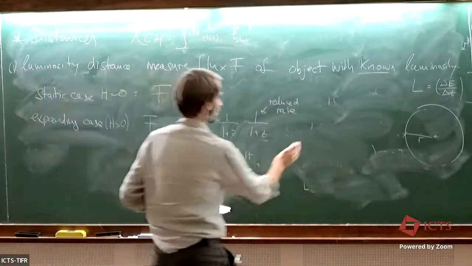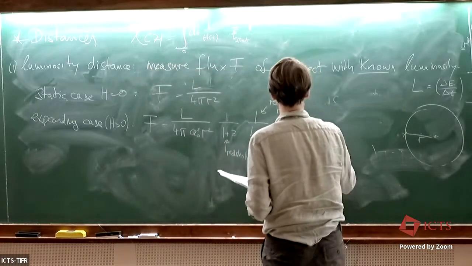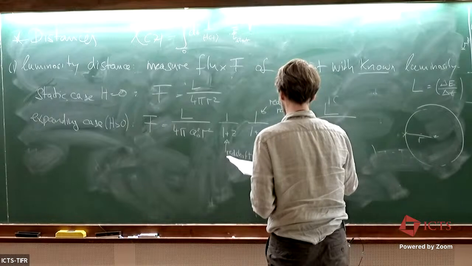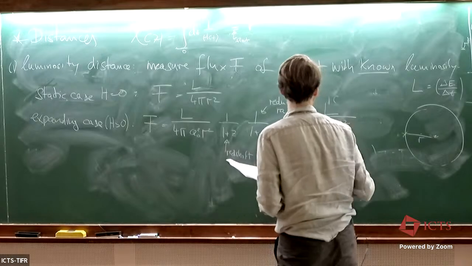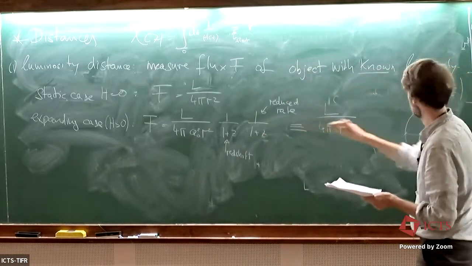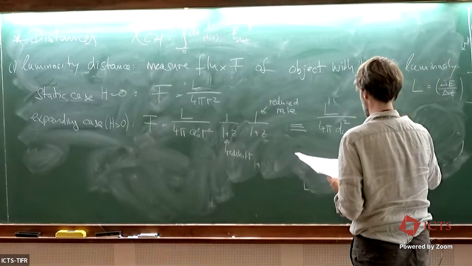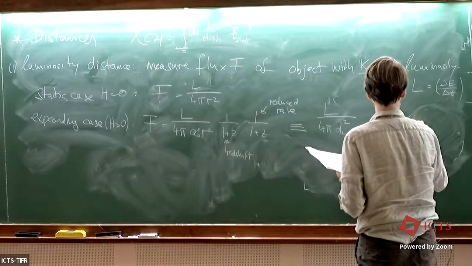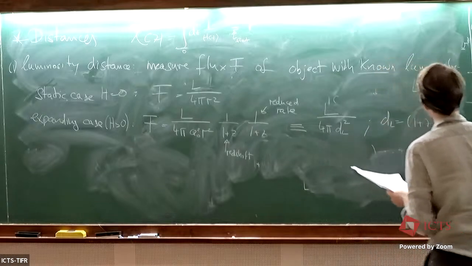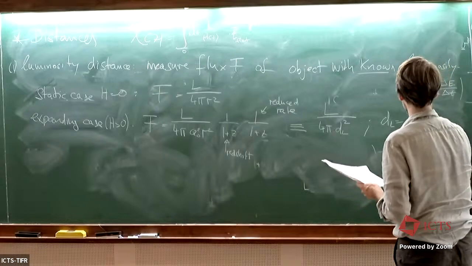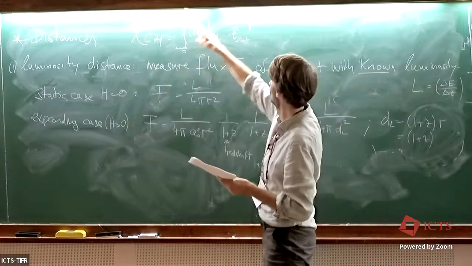And what you do now is you take this as a definition of a new distance scale. You say this defines the luminosity distance. So this is 4 pi dl squared. And dl we can now read off. dl is going to be just 1 plus z times r, where r we have seen is the co-moving distance chi, expressed like that.